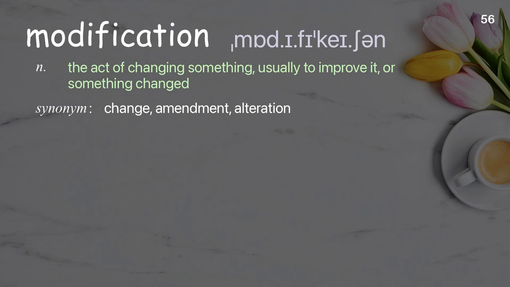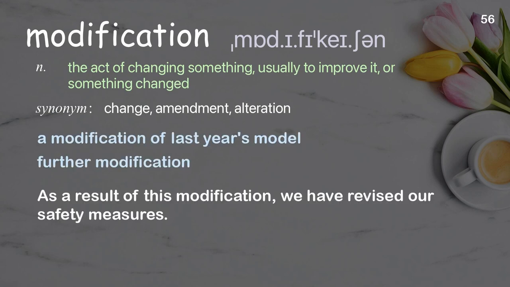Modification: the act of changing something, usually to improve it, or something changed. Examples: a modification of last year's model, further modification. As a result of this modification, we have revised our safety measures.